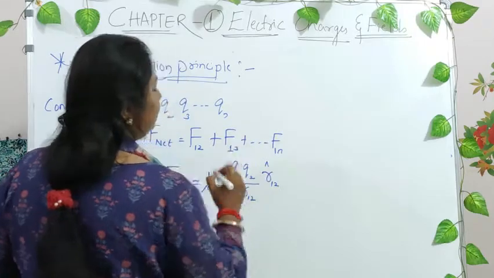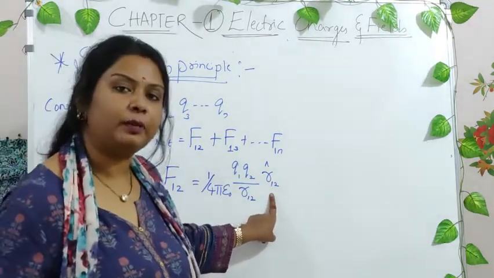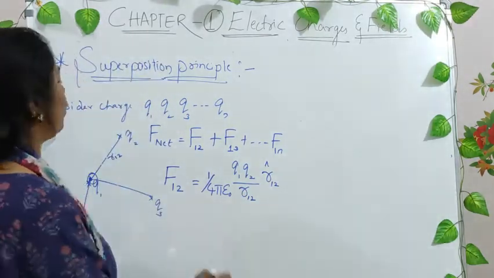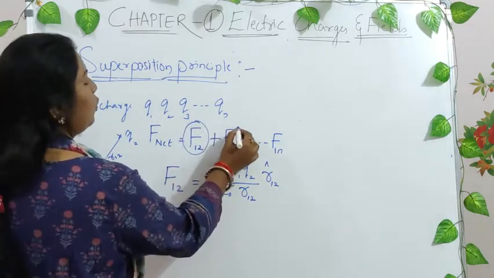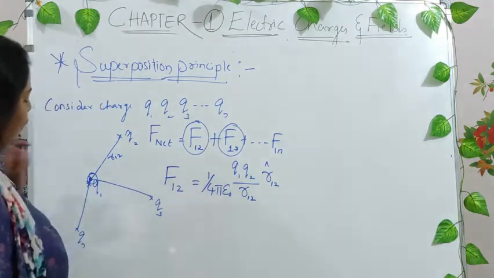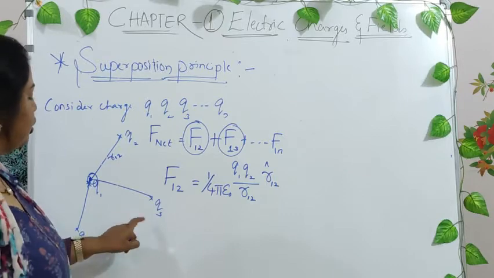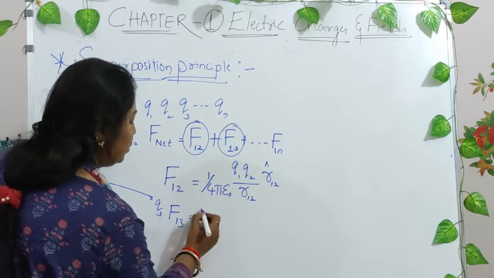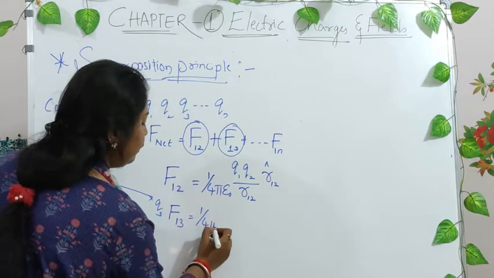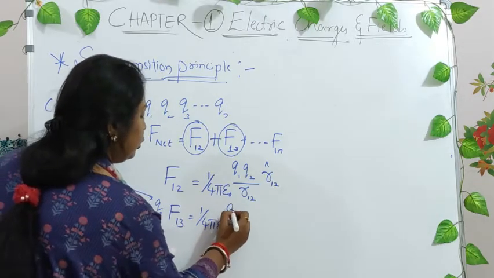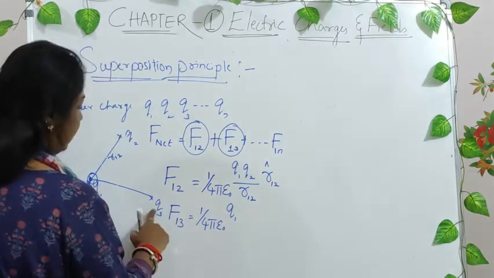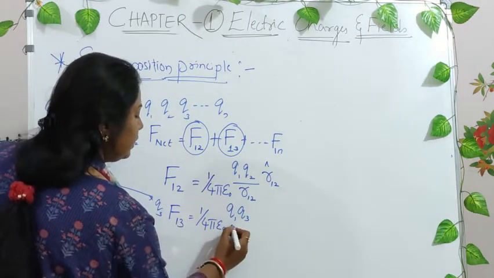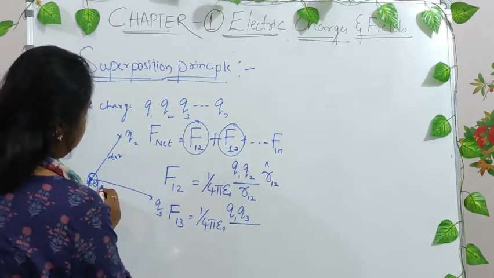R12 is a vector. This is a directional vector, it has to be included, right? Now what is the force? Now this is done. What is the force between charge 1 and charge 3? How can we write it? Force F13 will be equal to 1 divided by 4 pi epsilon, charge Q1 and charge Q3, divided by what is the distance between them?